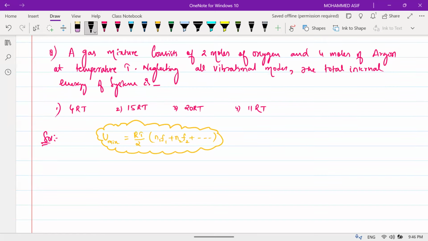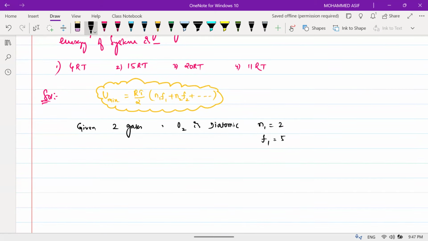Now how many gases are given here? 2 gases. What is the first gas? Oxygen. Is oxygen diatomic or monoatomic? O2 is diatomic. So how many moles are given? N1 is equal to 2 moles. And the number of degrees of freedom F1 for diatomic is 5. This is your first gas.